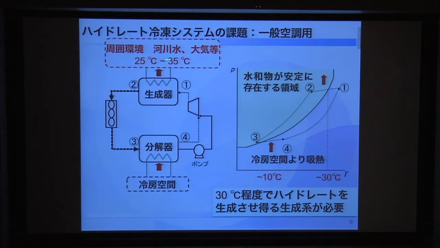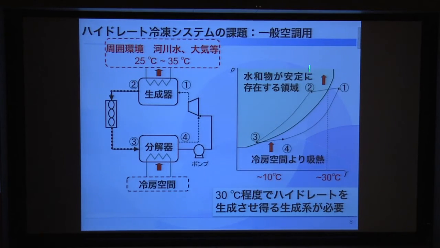So, using hydrate, if you wanted to have a heat pump system, what are the specific challenges? First of all, if you want to cool the room, we need basically to reduce temperature by about 10 degrees, but we have to discard the heat to the outside, so the temperature difference has to be about 30 degrees centigrade.